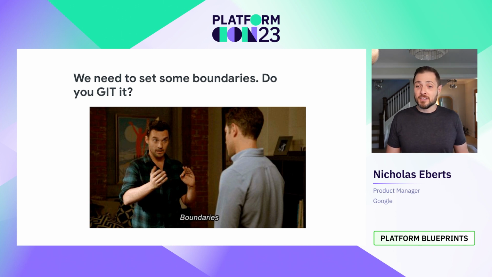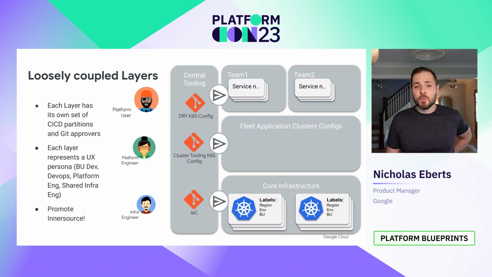Git is actually a great boundary. So what you could do is, as you're laying out this system, start to think about each persona: infra engineer, platform engineer, the actual users, whether they're developers or ML folks, or they're just shipping COTS applications. You think about these personas, and then they actually end up mapping to Git repos mostly, right?